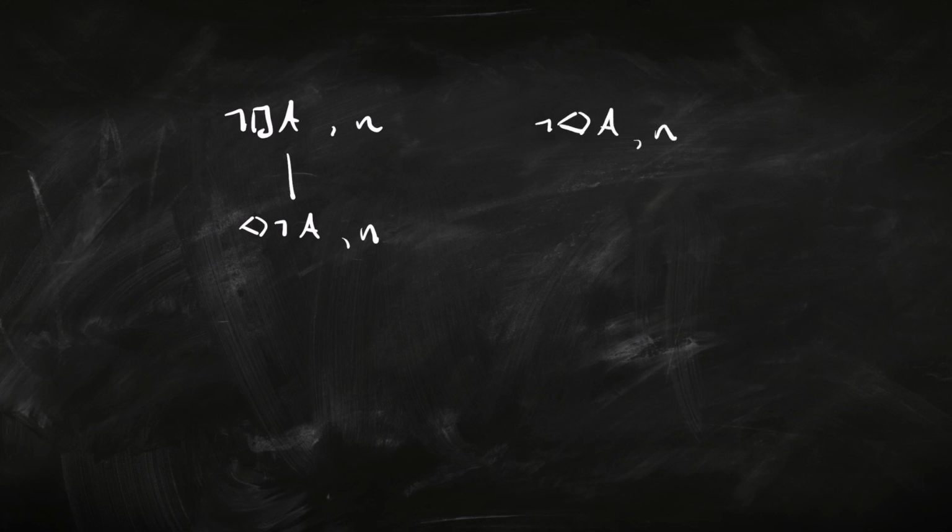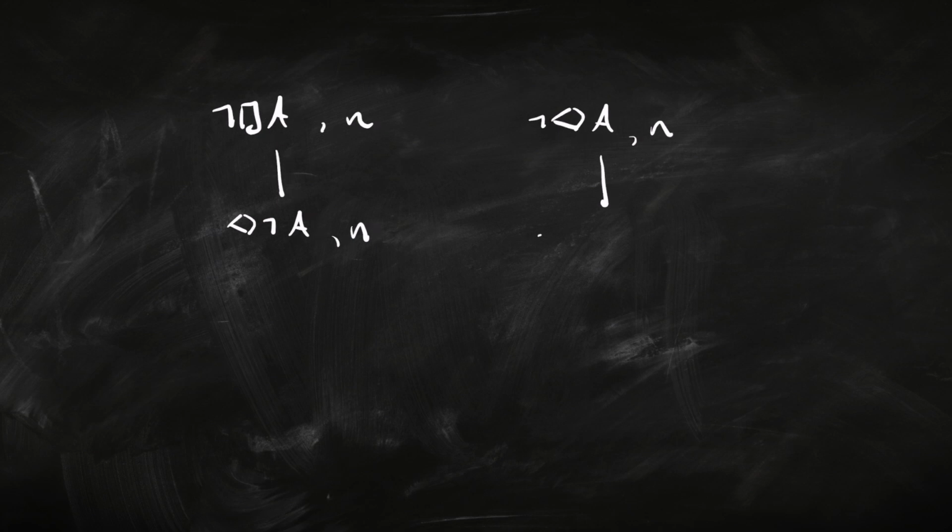If we've got not box A followed by some tag, nice and simple, we just transform that into diamond not A and add the same tag. If we've got not diamond A followed by some tag, then pretty much the same thing, we transform that into box not A followed by the same tag. So in these rules, it's always the same tag that gets added to the conclusion.